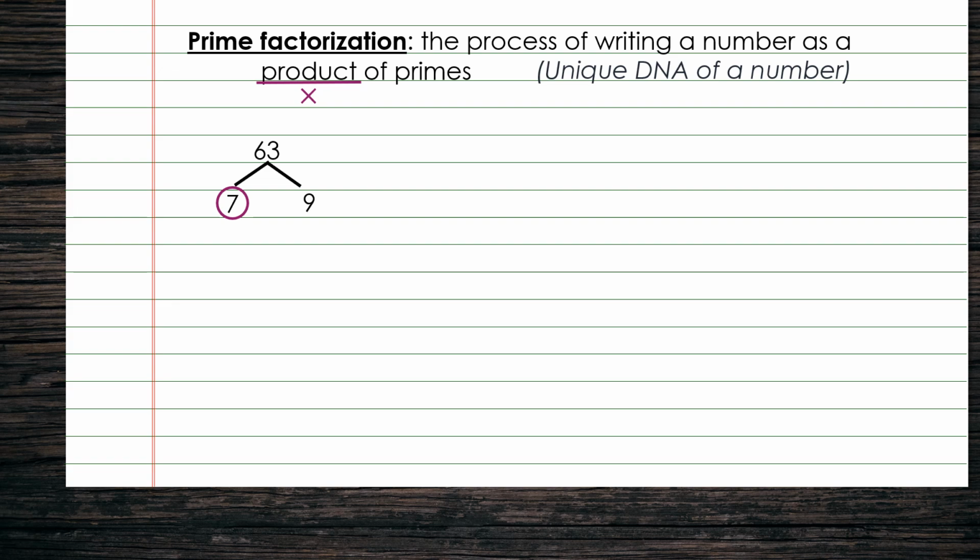Now we look at the next value of 9. Is 9 prime or composite? Well, yes, 9 is the same thing as 1 times 9, but is there another way to represent 9? And the answer is yes. 9 is actually composite because 9 is made up of 3 times 3. Now looking at the value of 3, is 3 prime or composite? 3 is also prime because it's only made up of 1 times itself. So the prime factorization of the value 63 is made up of 3 times 3 times 7.